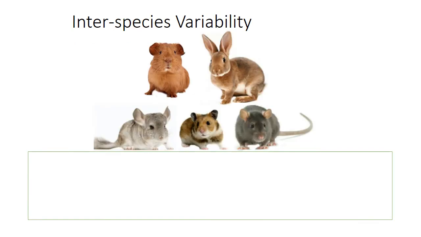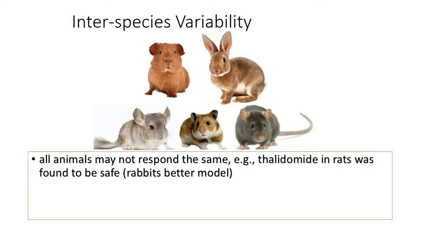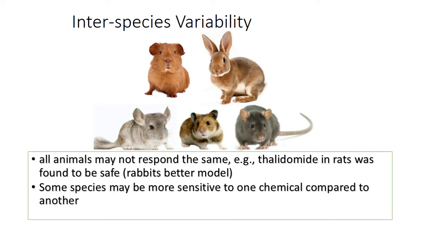This one is of particular importance: interspecies variability, because all the animals will also not respond the same. The classical example would be thalidomide, which in rats was found to be safe. It was later demonstrated that perhaps a rabbit model would have been a much better one. So even if we're getting some good safety data from animals, which is really good, it's a good pointer, but it's also something to keep at the back of our minds. I think there's a slide where I'll talk a bit more about this, so I guess we can leave it at that for now. So that's toxicology or toxicity.